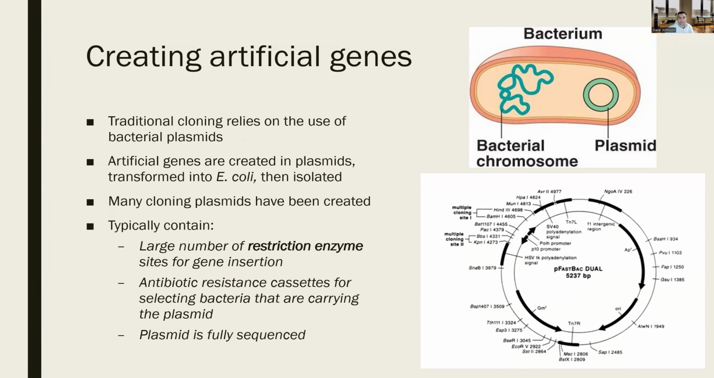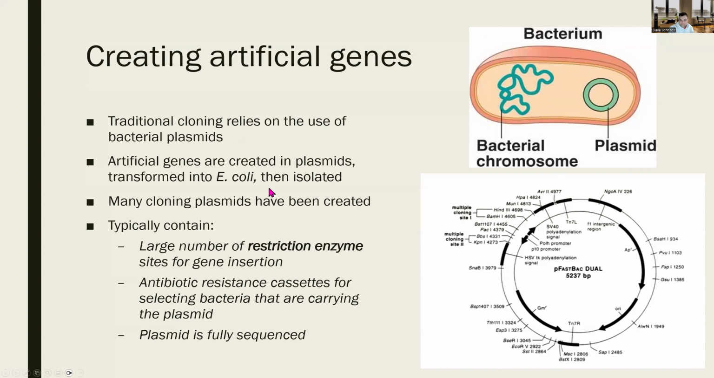But regardless of what your application is going to be, the creation of artificial genes through traditional cloning techniques typically relies on the use of bacterial plasmids. So artificial genes typically get created and then inserted into these circular chromosomes called plasmids. And then they typically get transformed into E. coli, a type of bacteria. And then we use those E. coli as sort of gene factories to amplify and create billions and trillions of copies of our artificial genes. And then we can choose to put those into cells or other species that we wish to study them in.